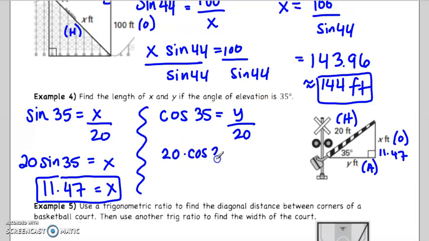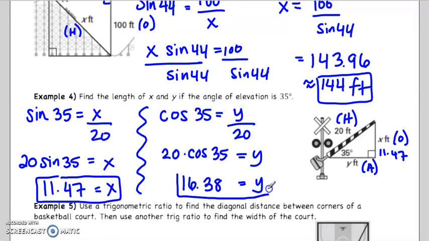20 times cosine 35 will give me y, and that value in the calculator says 20 times cosine 35, type that in, about 16.38 would be our y value. All right, and again, if you do decide to do the Pythagorean theorem, knowing that you have two sides, you should get about the same answer.